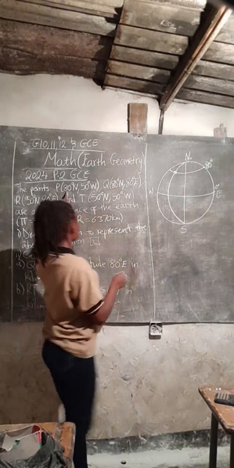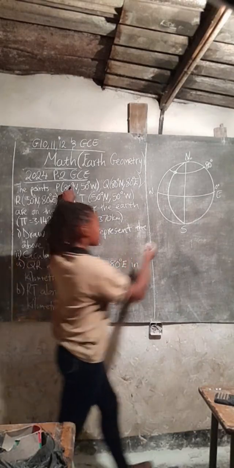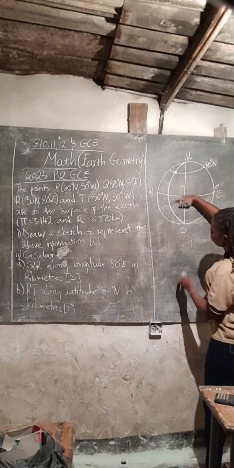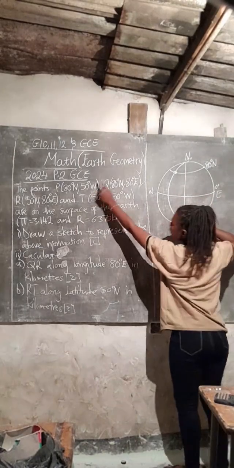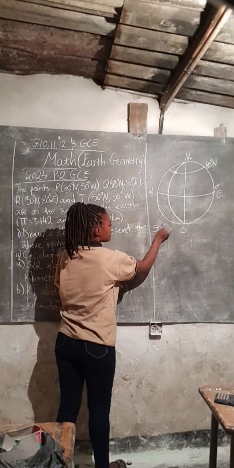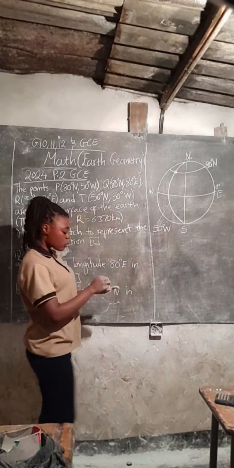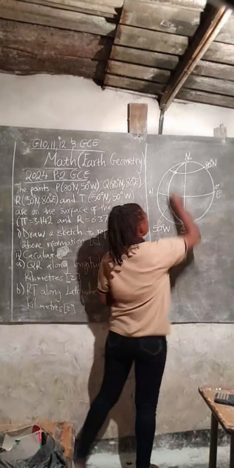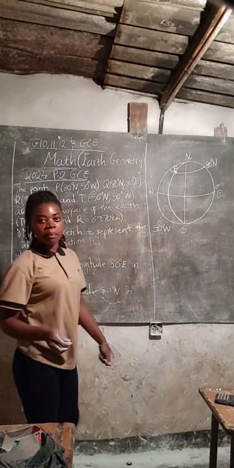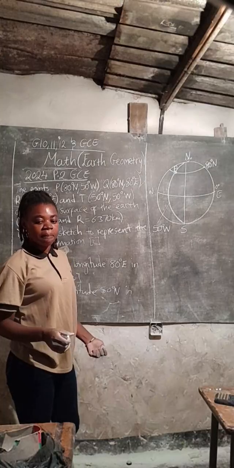Why? Because it is at 80 degrees north, and longitude 50 degrees west. So this line that I've drawn is at 50 degrees west. So I've shown point P. That is where point P is.